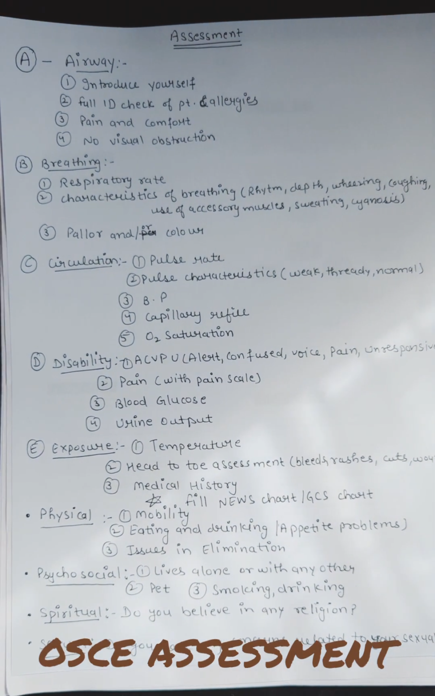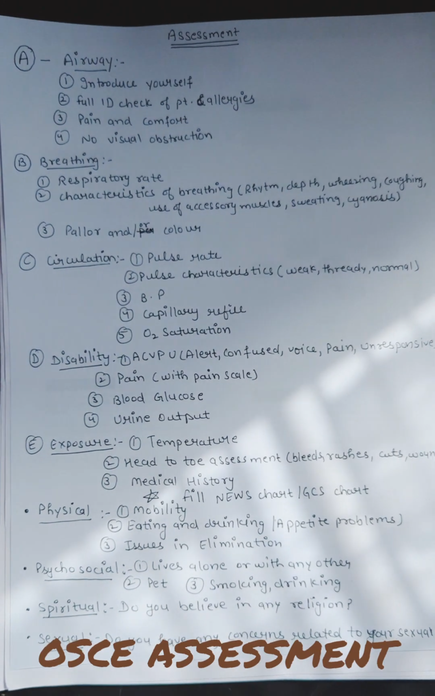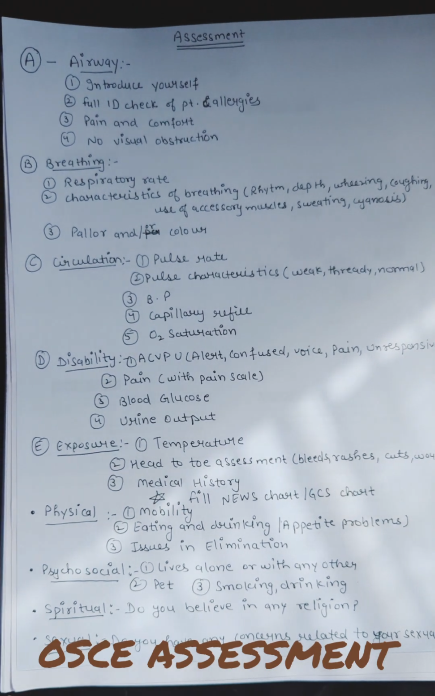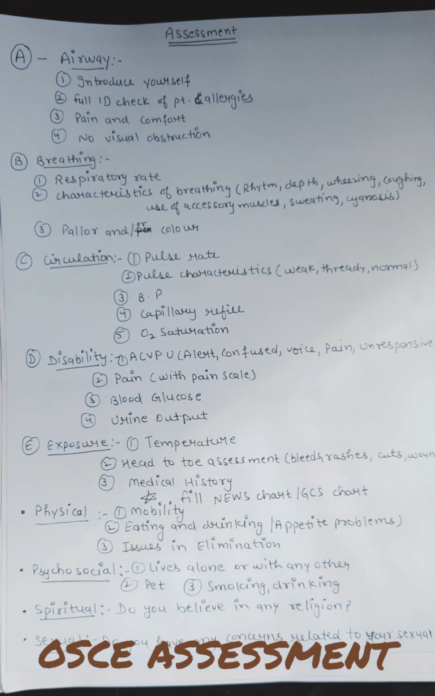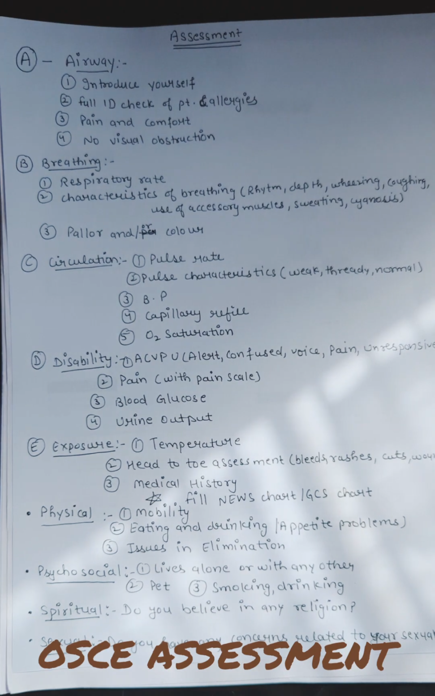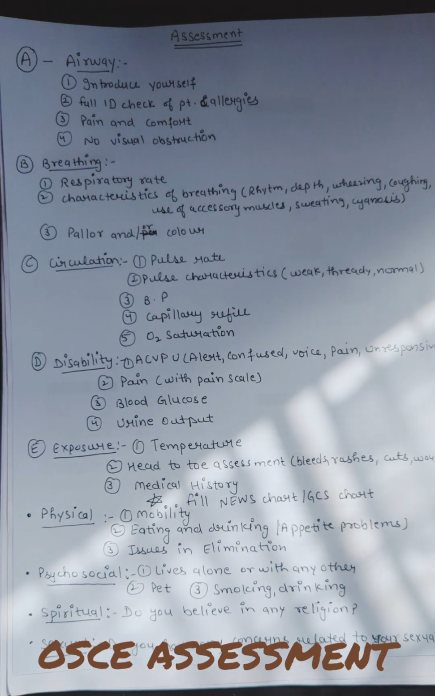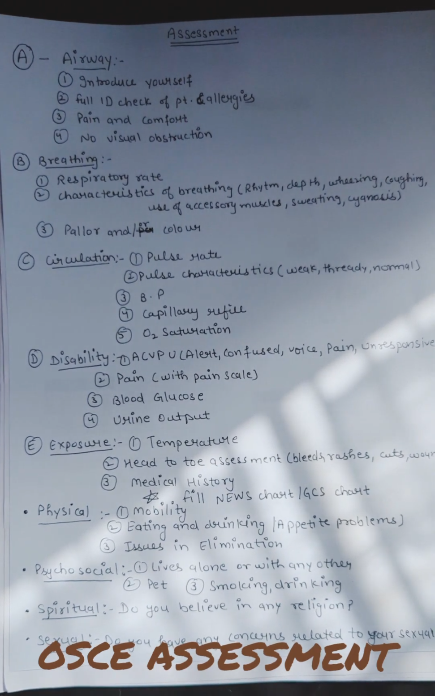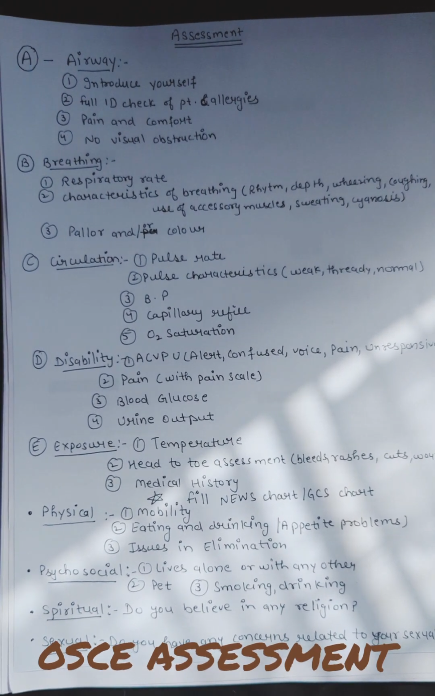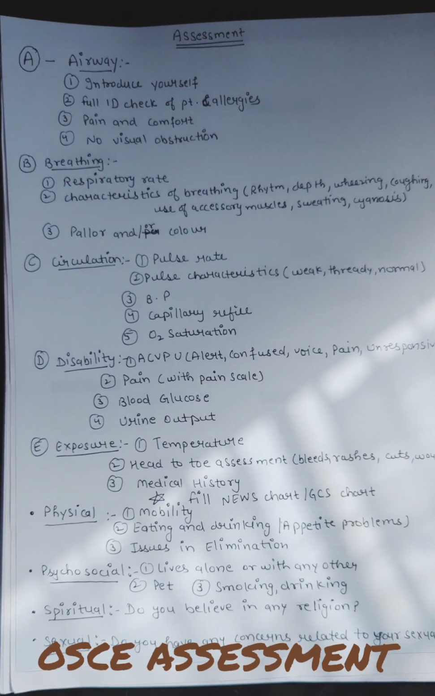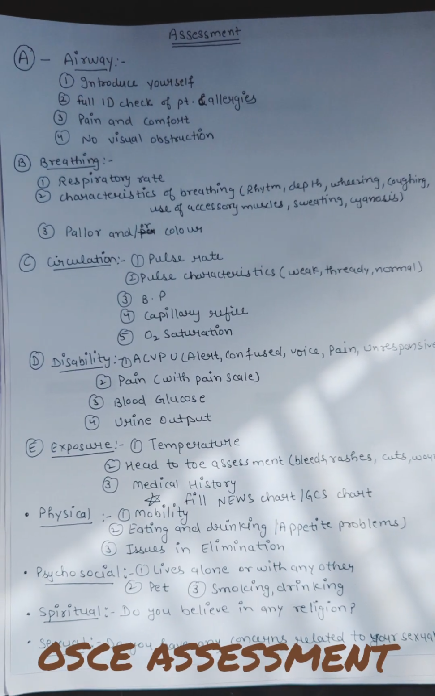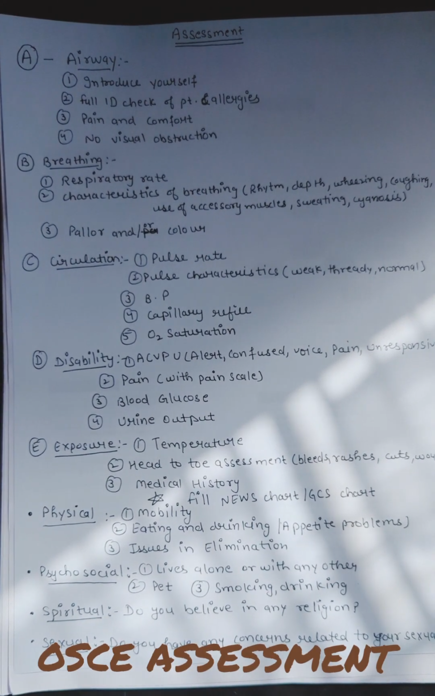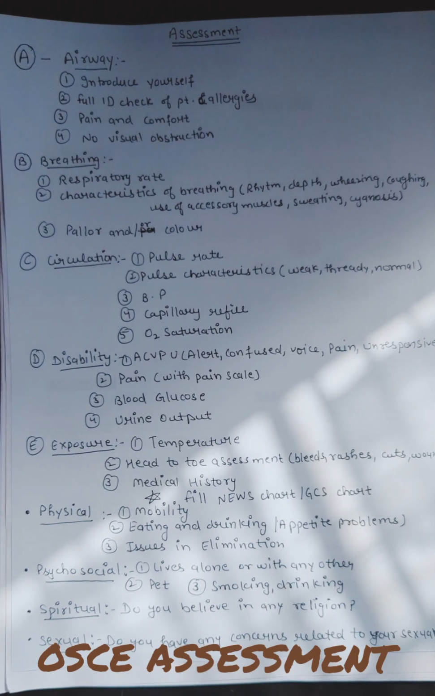And after that, point three, you can ask about the comfort of the patient. Are you comfortable or have you any pain? Then if the patient says that I have pain, then you will ask the patient about the pain scale, where 0 is no pain and 10 is the severe pain. Then you will say to the examiner that as the patient is talking to me, I can see that his airway is clear and I can't see any visual obstructions.